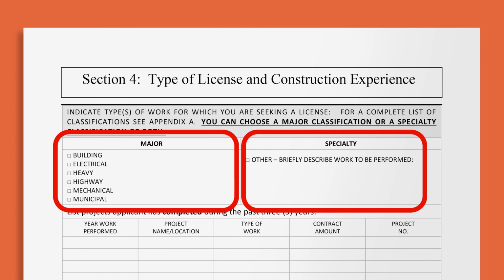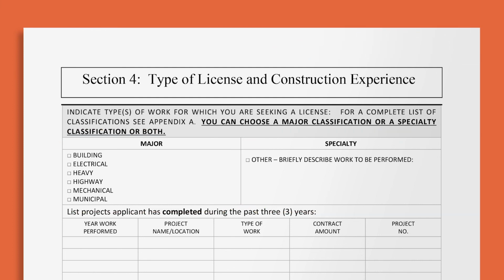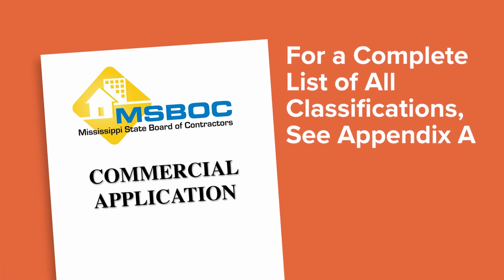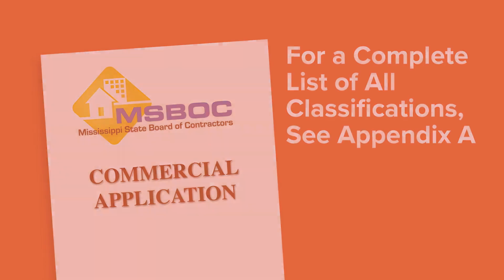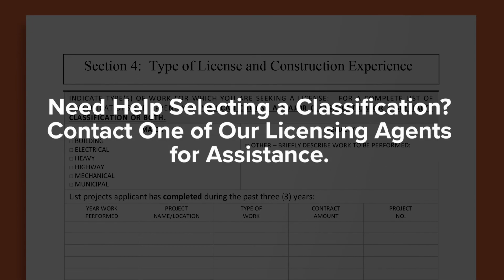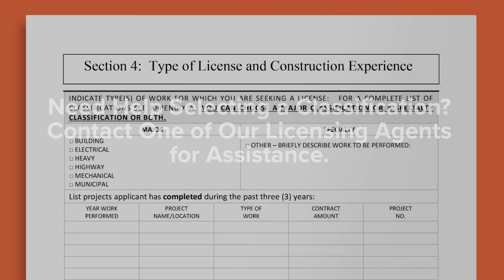Be sure to accurately describe the type of work you will be performing to ensure the classification of licensure will cover the work. For a complete list of all classifications, see Appendix A in the Commercial Application Packet. If you have questions or need help selecting a classification, contact one of our licensing agents for assistance.